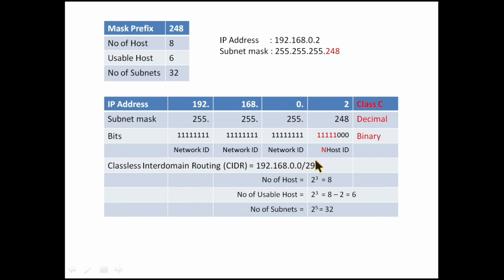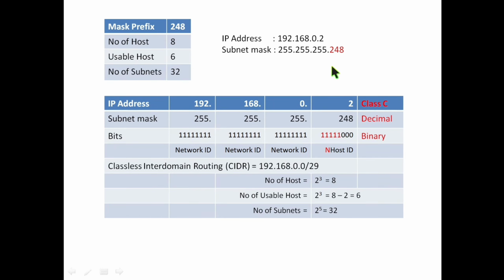CIDR notation will be /24, /25, /26, /27, /28, /29. If the subnet mask is 248, then what does it mean? That is, we convert 5 host ID bits into 5 network ID bits. CIDR notation will be /29, that is 24 plus 5, 29.